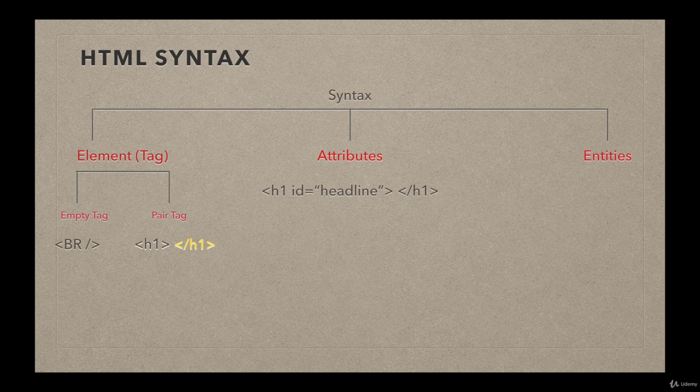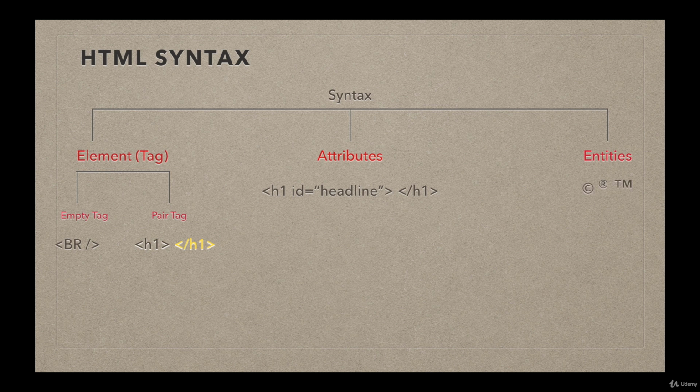Now what is an attribute? Now ID is equal to headline is an attribute. An attribute is used to define the characteristics of an HTML element and is placed inside the element's opening tag. Now this attribute ID defines that this tag is a headline tag. Attributes can be used to change the color of the elements using CSS, which we will see practically later. So we can pick up this tag using CSS and then we can change the color of this tag.